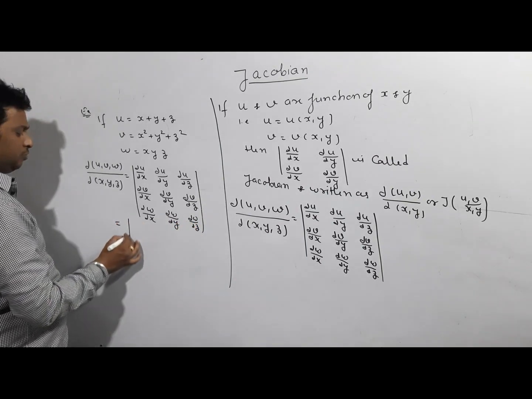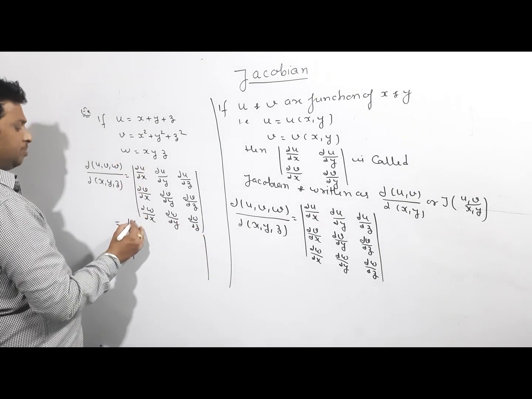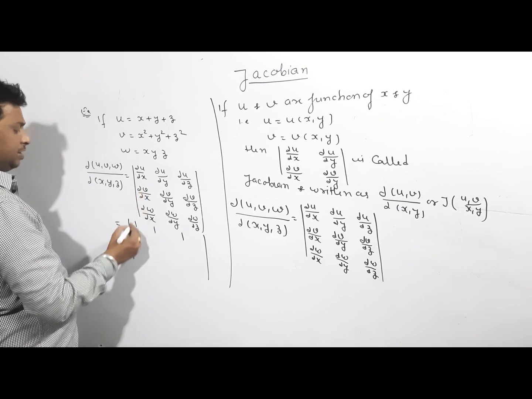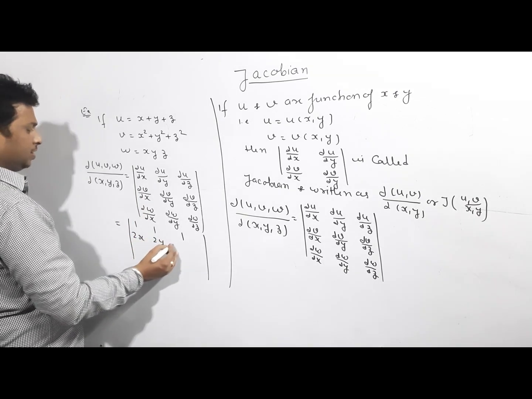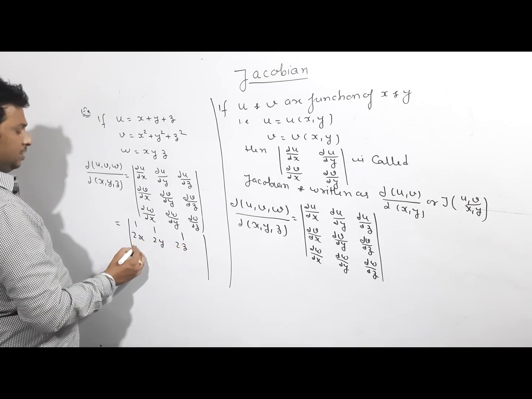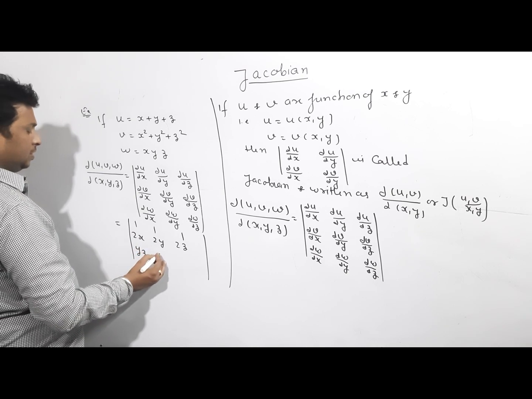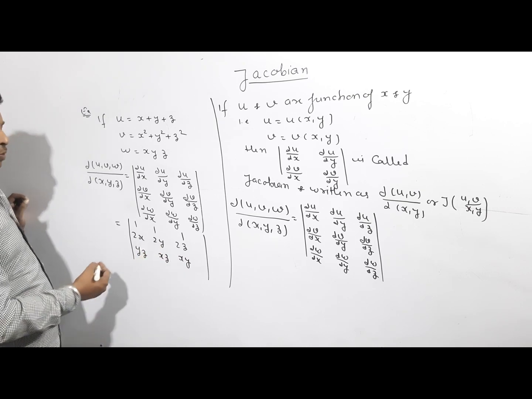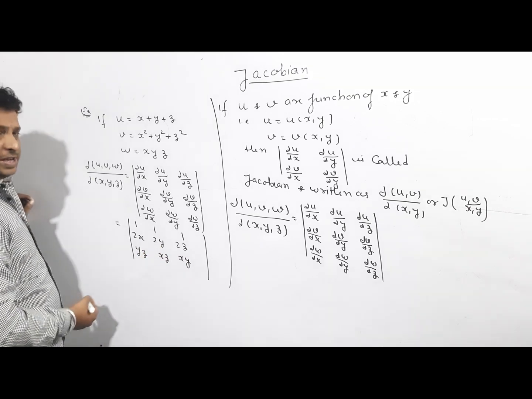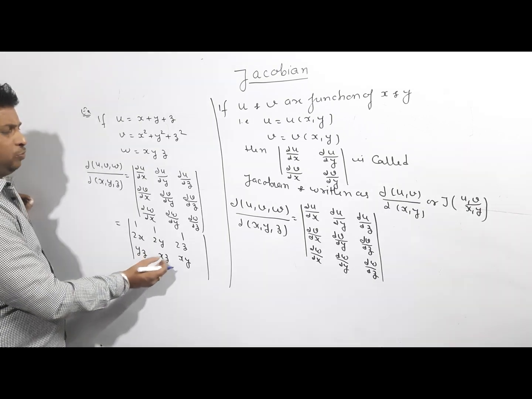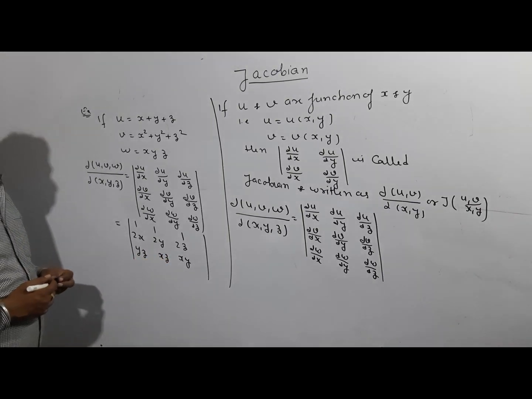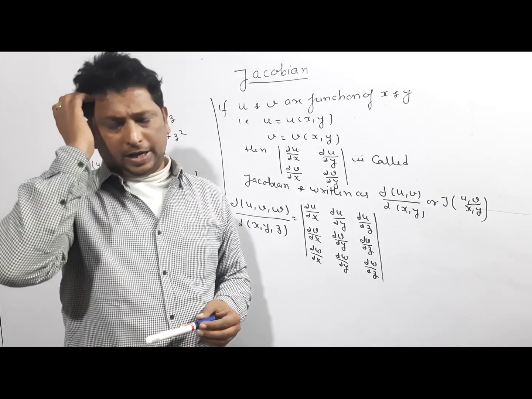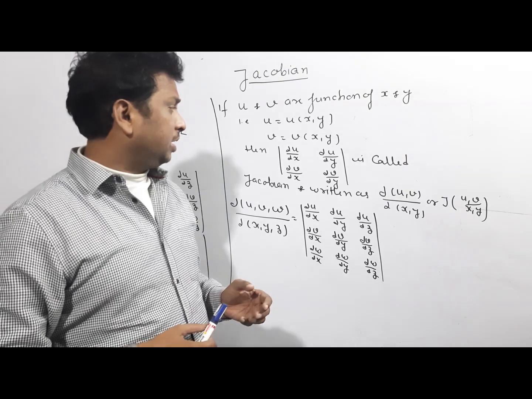Simply just put the values. So del u over del x means 1, del u over del y means 1, del u over del z means 1. Del v over del x means 2x, then 2y, then 2z, and this is yz, xz, xy. Now you can calculate this determinant easily. Just calculate this determinant value and put the answer. So a Jacobian means just put the determinant value and that is your answer. It's so much easy.